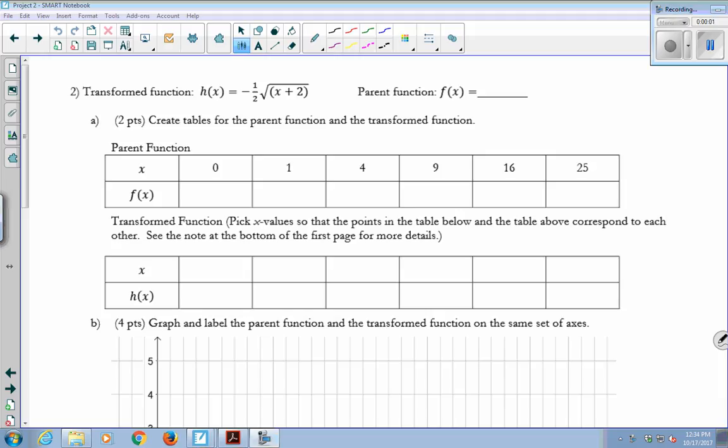Harder, right? There's a more complicated transformation because there's an addition and a multiplication in there. And you need to come up with the corresponding points on the transformed function without being given the x values like you were in number 1. So my function h of x is -1/2 square root of x plus 2. What's the parent? What function is being transformed here? Square root x. So we start by just identifying square root x.